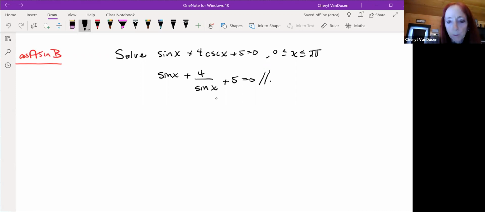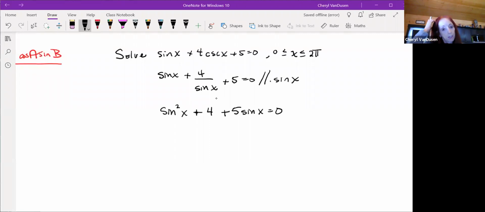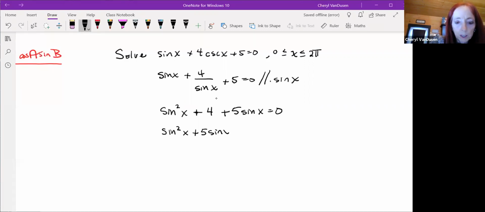So let's go here and multiply by sine x. And that's going to then make the first term sine squared x, make the fourth term just 4 because the sine x's are going to cancel. And then we're going to get 5 sine x and then equal to 0 like that. Okay. Now order is not really great. We've got our number stuck in the middle. So we would want to reorganize it like this. And then that's a pretty easy factoring question.